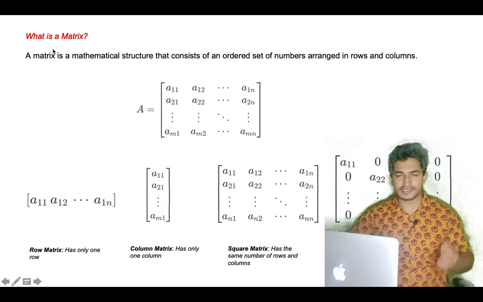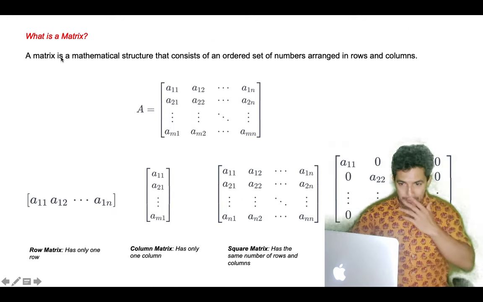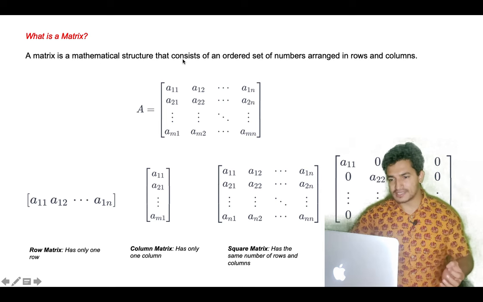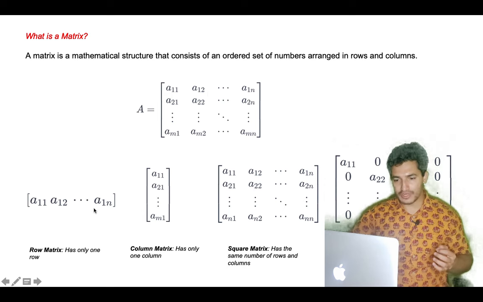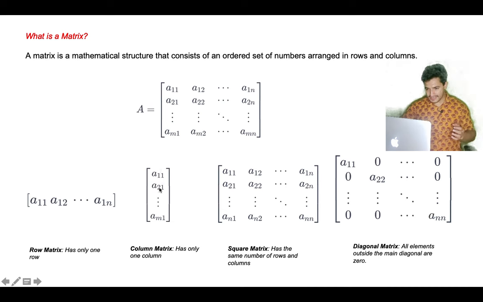First of all, we will start with what is a matrix. A matrix is a mathematical structure that consists of an ordered set of numbers arranged in rows and columns. If there is just one row in your matrix, it's called a row matrix. A column matrix has just one column. A square matrix has the same number of rows and columns. And if all elements outside the main diagonal are zero and only the diagonal elements are non-zero, then it's called a diagonal matrix.